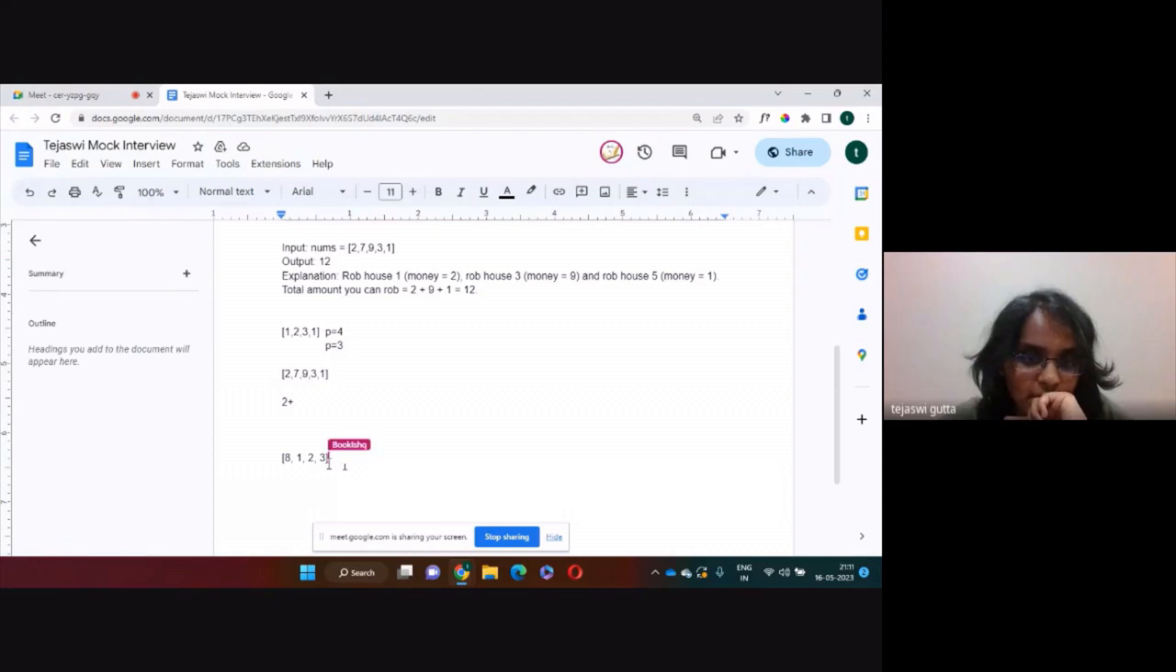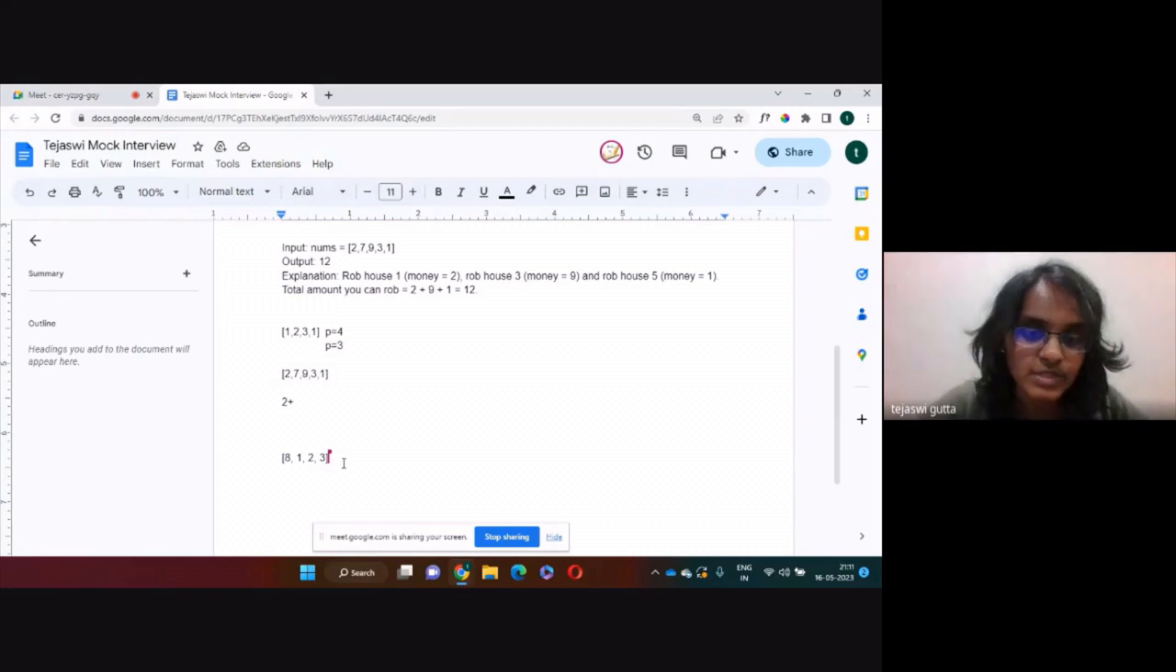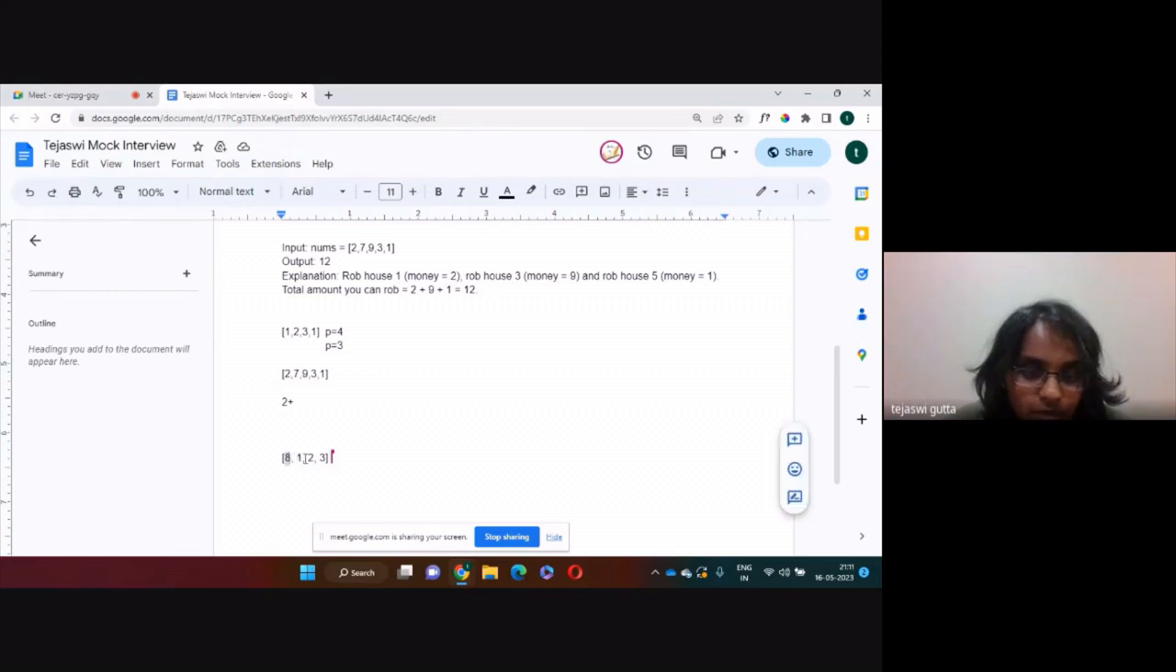Okay. So in this question, yeah, I'm getting it here. The maximum profit is 11, and we are robbing the first house. We are not robbing the next two houses, and we are robbing the last one. That is how we are making the maximum profit here. So if we take this example, then our previous approach is not going to work.